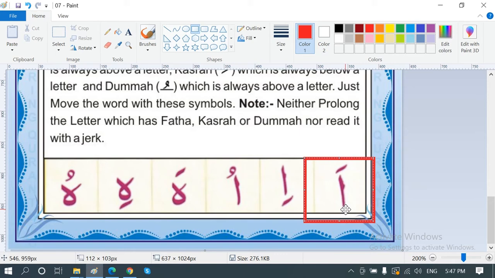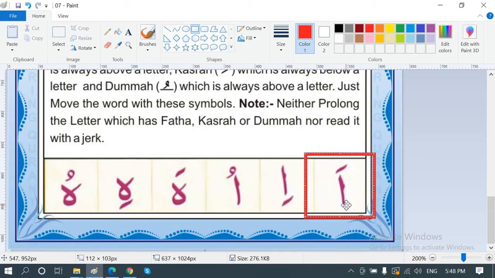All right, there are two ways of pronouncing these letters. First we are going to read them with hija, with spellings, like alif fatha, alif fatha. That way is called spelling. Alif fatha, a, that is without spelling. So alif fatha, a, alif kasra, e, alif dhamma, u. That way is called with spellings. And a, e, u is called without spellings.